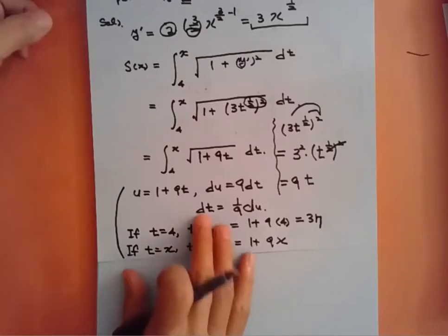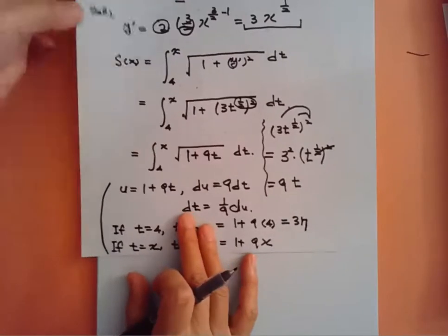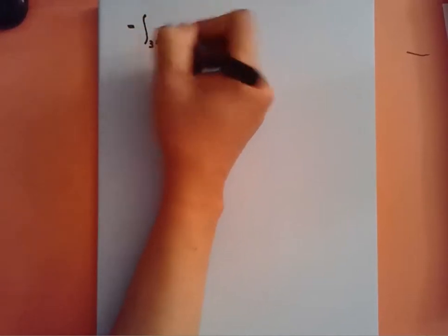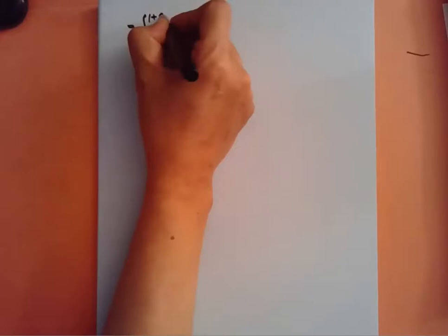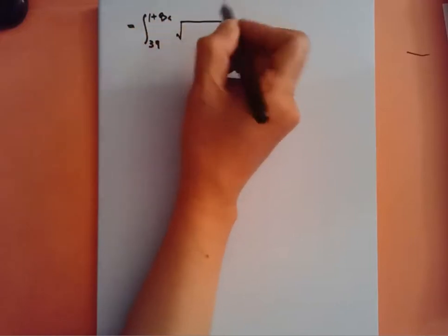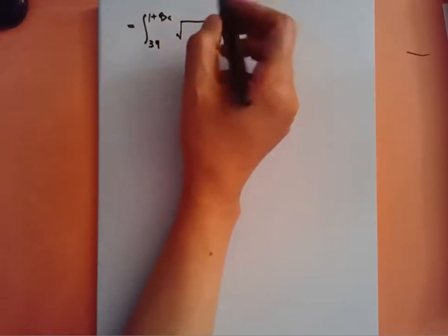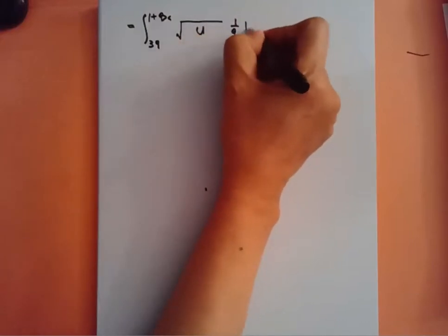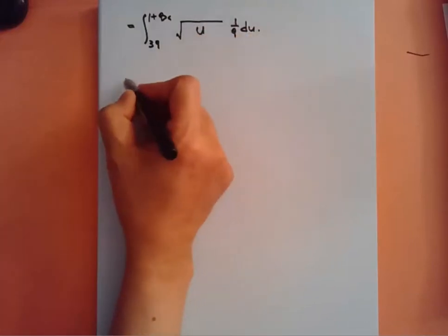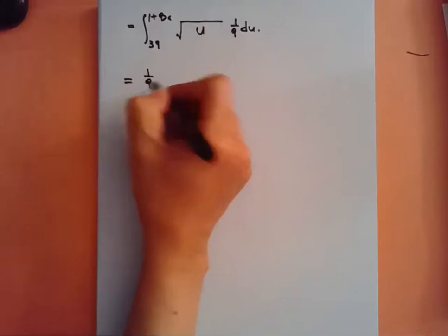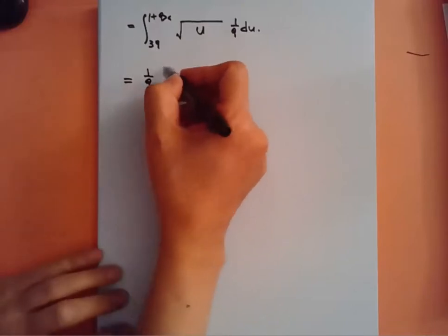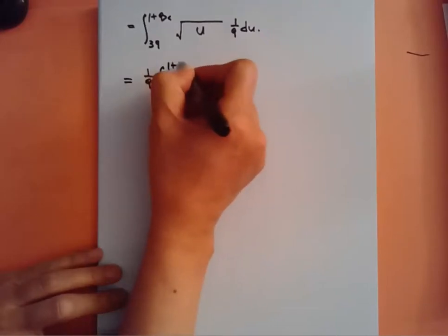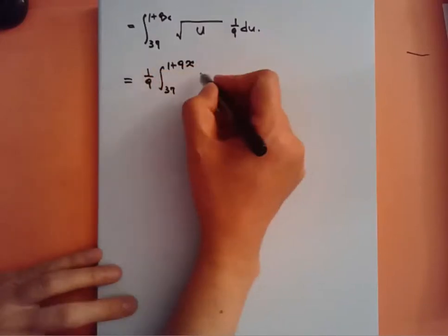Let's do a substitution based on what we did. Then the lower bound became 37 and the upper bound became 1 plus 9x, and square root of 1 plus 9t was u, and dt can be written as 1 over 9 du. Let's write 1 over 9 in front of the integration. So integration from 37 to 1 plus 9x.